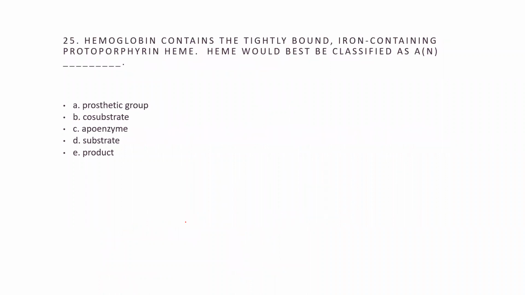Hemoglobin contains the tightly bound iron-containing protoporphyrin. Heme would best be classified as a prosthetic group. Okay, and what kind of gave that away? If it was not tightly bound, what could we call it? Co-substrate. Yeah, perfect. Any questions about that?